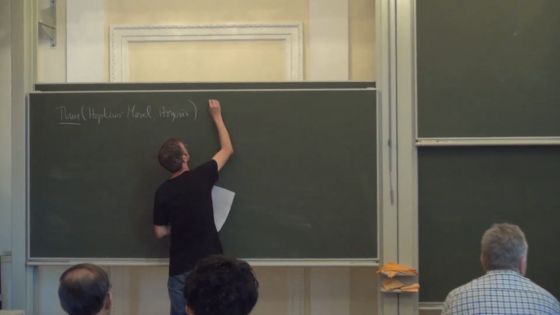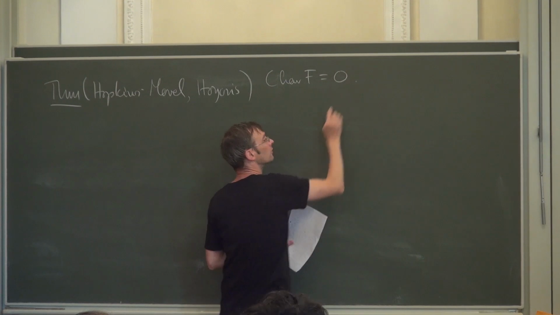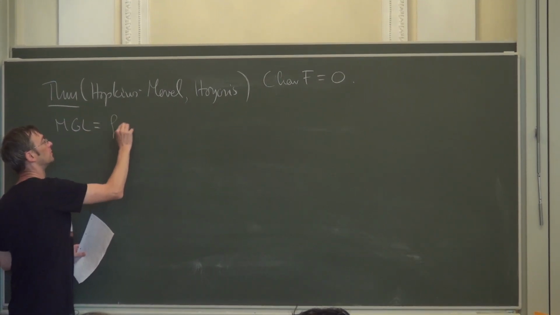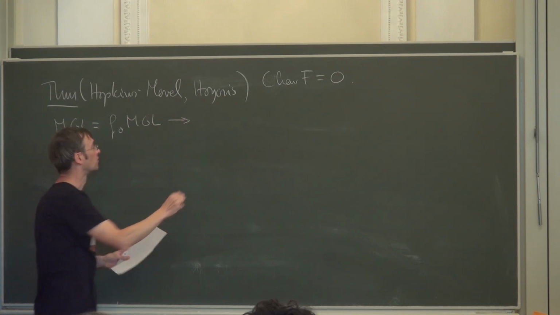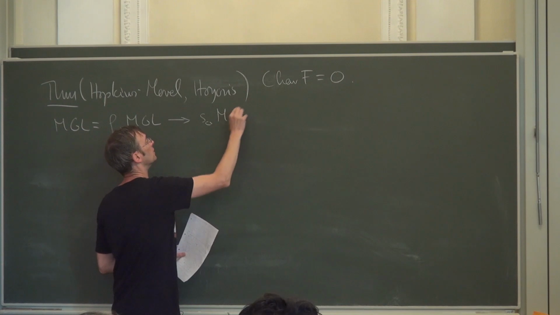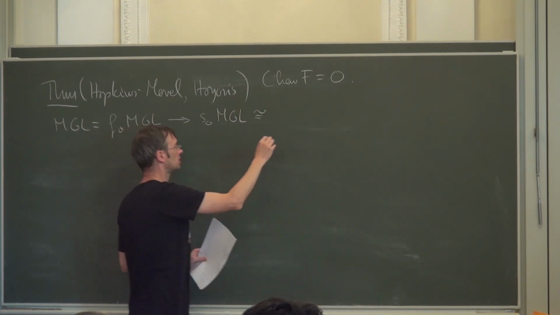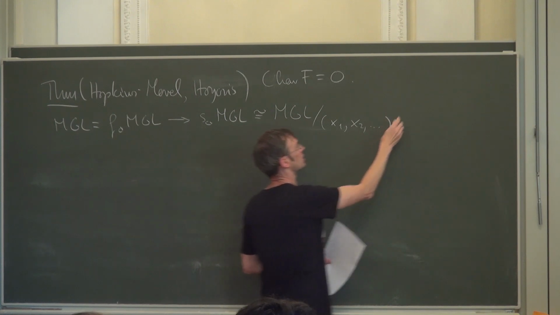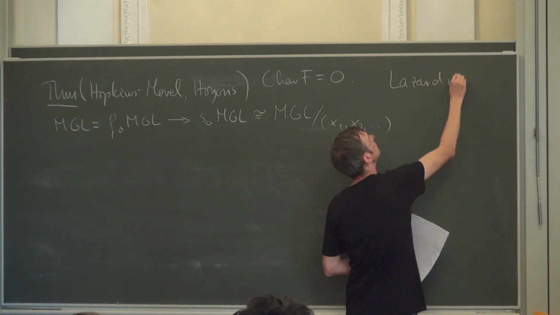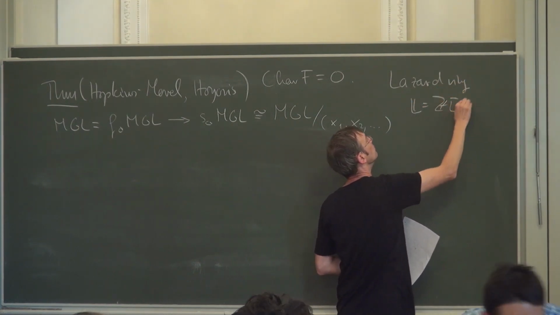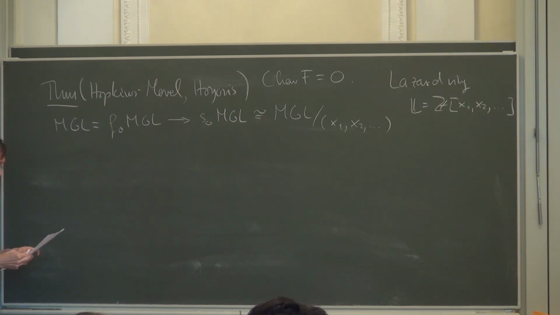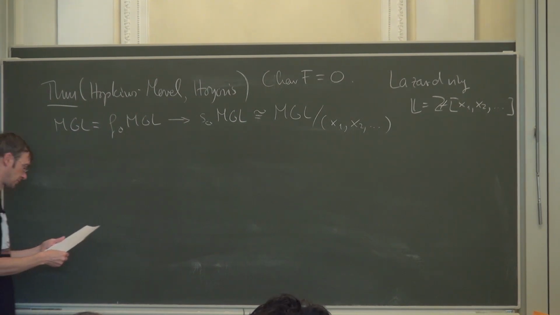So we have, over a field of characteristic 0, the algebraic Bordism spectrum, which is effective, and the map to the zero slice can be identified with the map to the following quotient, where these are the generators of the Lazard ring. Let me list a few consequences.